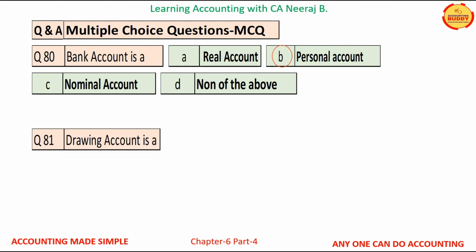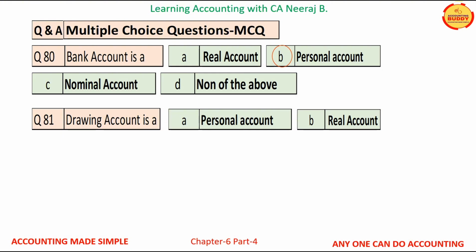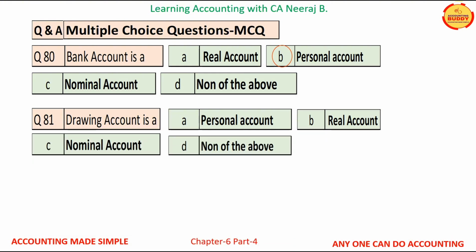Question number 81 is drawing account is a, the options available are option A personal account, option B real account, option C nominal account, and option D none of the above. The correct answer is option A personal account.